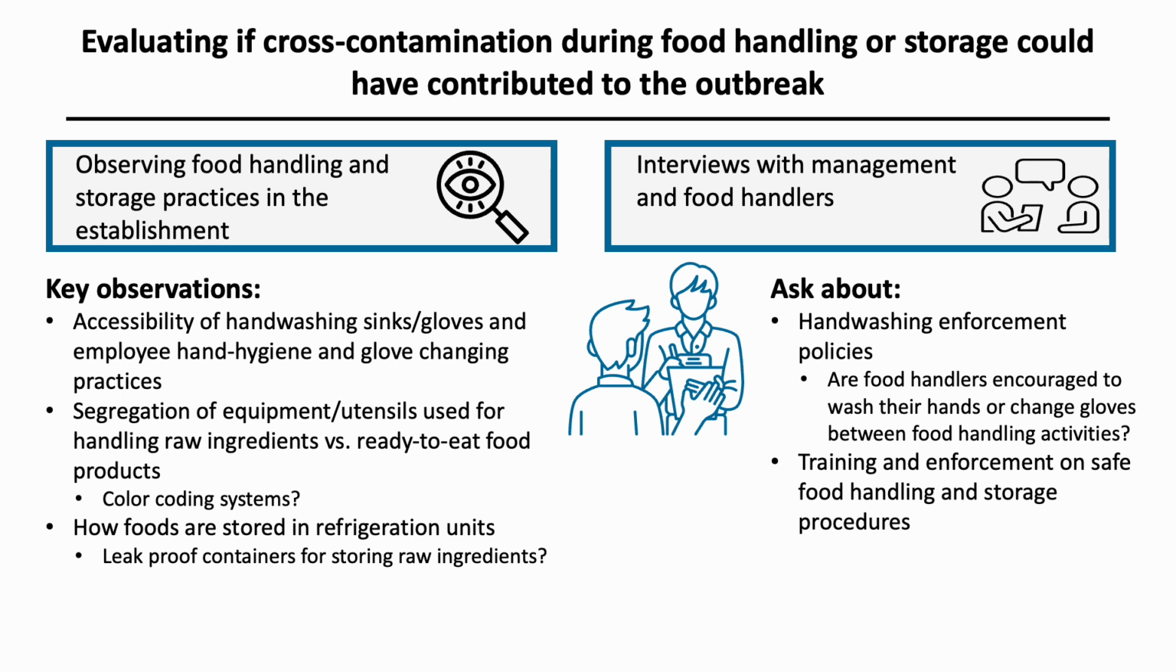Are there instances in which food handlers are advised against using hand washing sinks or changing gloves due to scarcity of supplies? Also, it is important to ask food handlers how they have been trained to properly segregate raw food ingredients from ready-to-eat products and how these segregation practices are enforced by management.